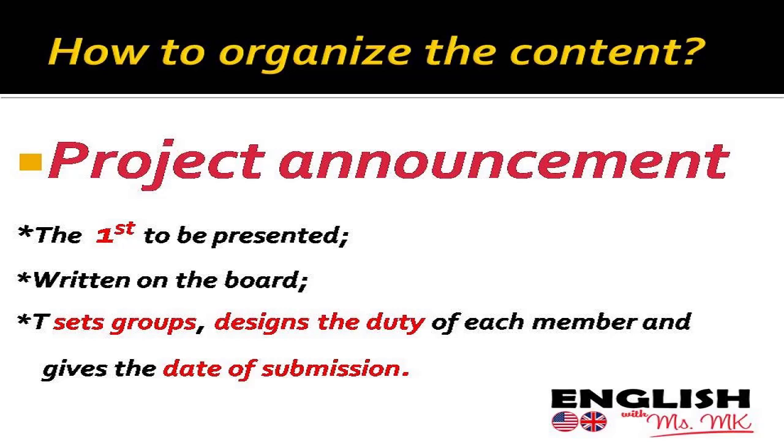Then the project announcement should be written on the board, and your pupils are going to flip a paper in their copybooks, and they're going to write the topic of the project clearly, highlighting the keywords and so on. And it should be, of course, well explained. While presenting the project, not after, not later, you're going to set the groups, design the duty of each member, and give the date of submission. These are very important while presenting the project to your pupils.